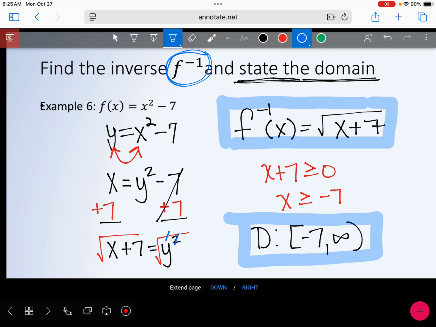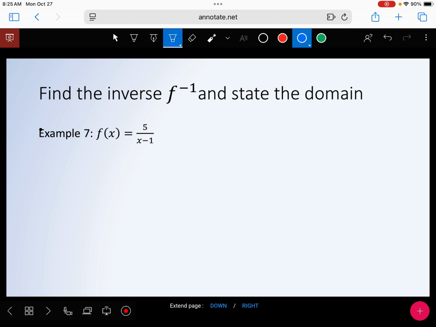Sorry, y'all. All right, let's look at example 7. Go ahead and copy this one down.